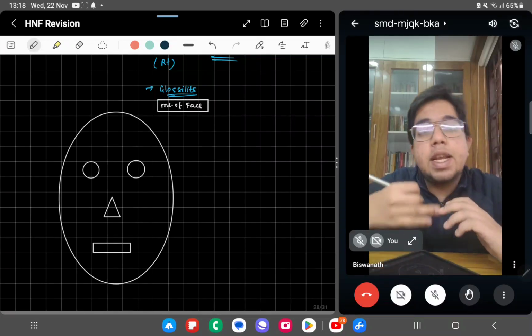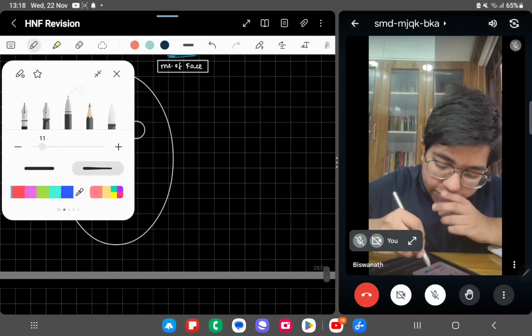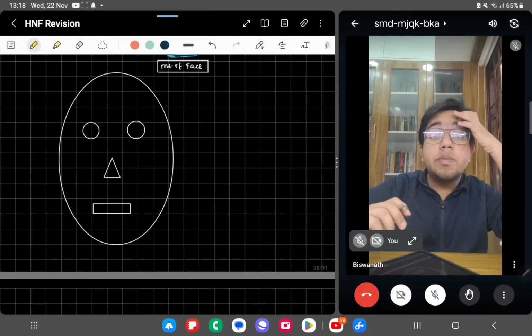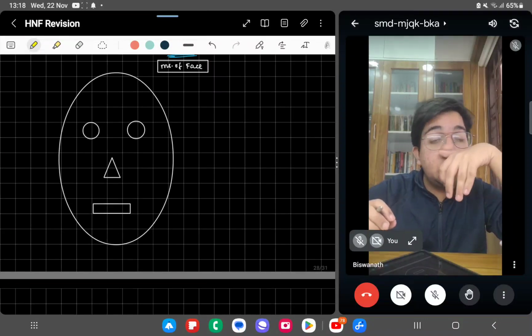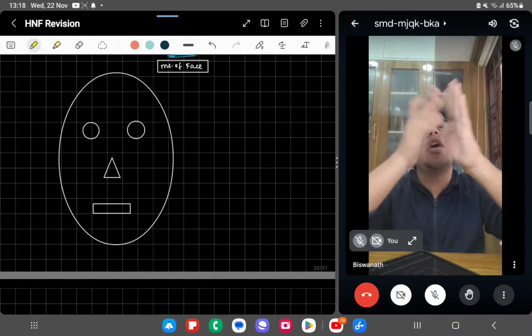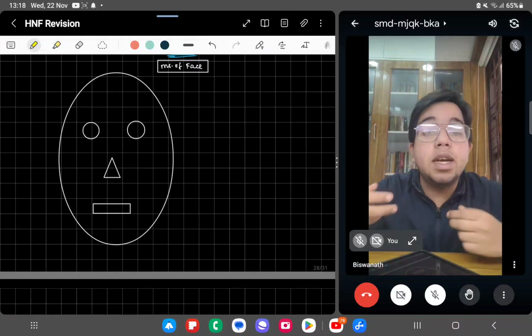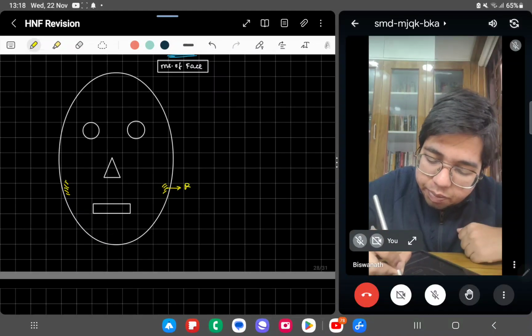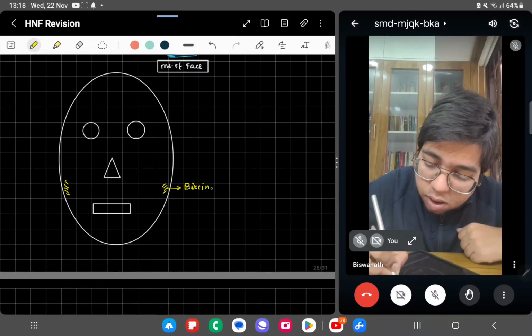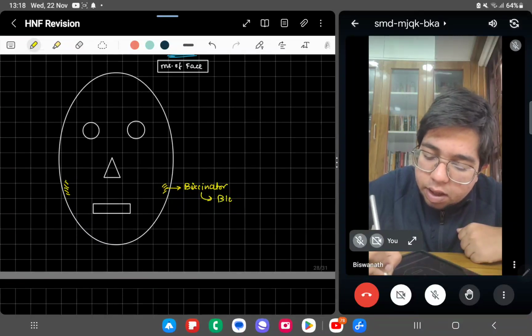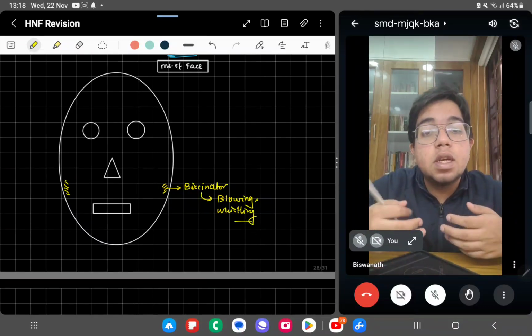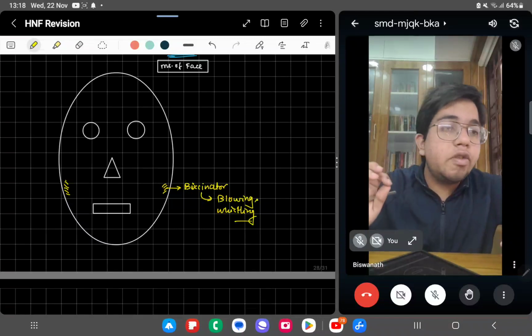So we are discussing the muscles of the face, the muscles of your facial expression. The first muscle is called the buccinator. What is the buccinator muscle doing? It helps in blowing and whistling. It is your blowing muscle or your whistling muscle. If you're blowing or whistling, you require your buccinator muscle.